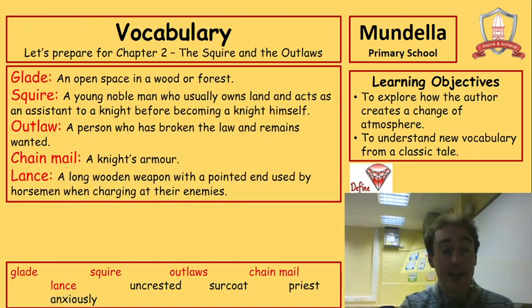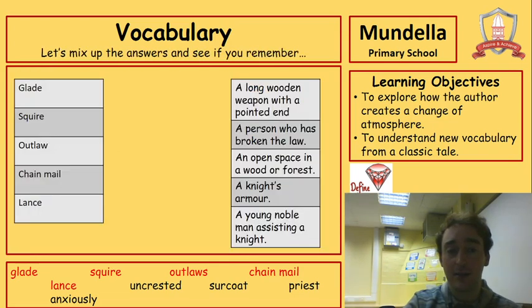Here is the vocabulary that we're going to need when we read the next part. So we've got glade, squire, outlaw, chainmail, and lance. So I want you to pause the video now and read those definitions that I have for you. Unpause when you're ready. Right, now you can move back to the last slide if you need to. You can rewind and play again, but I want you to match up those definitions to our new vocabulary there. And when you're ready, unpause the video and then you can check your answers with me.